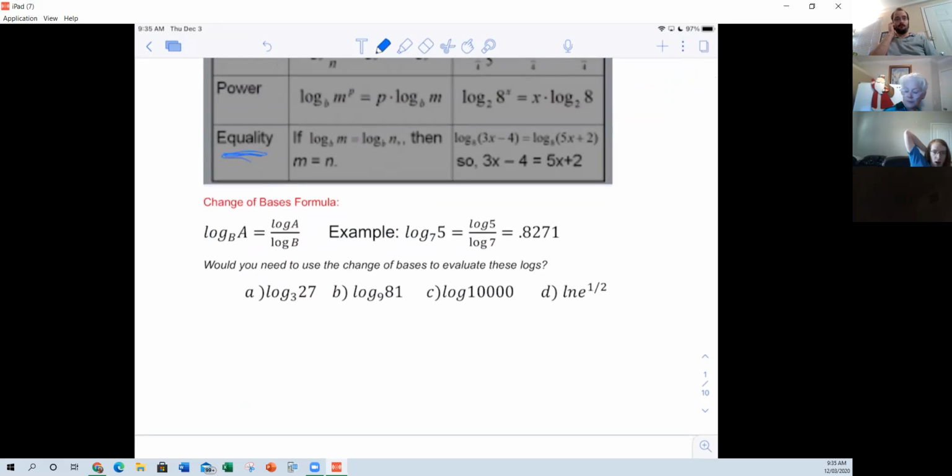But like on these examples, log base 3 of 27, you wouldn't need to use that because we know that 3 to the third is 27. So this just would be 3. Log base 9 of 81, we know that 9 squared equals 81. So this would be 2. Log of 10,000, you just count the zeros, 1, 2, 3, 4, because it's a base 10. Here, ln e to the 1/2, ln and an e always cancel each other out. So you don't always have to use the change of basis formula. It's just a helpful tool because you're not always going to have logs that come out to be nice whole numbers.